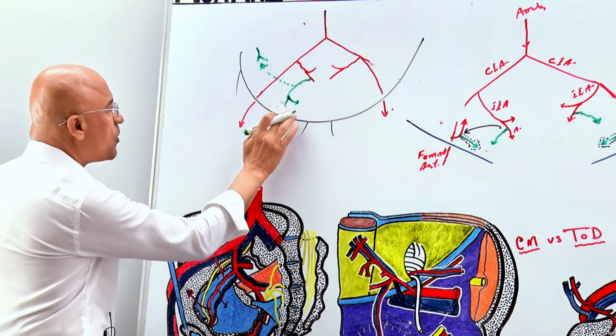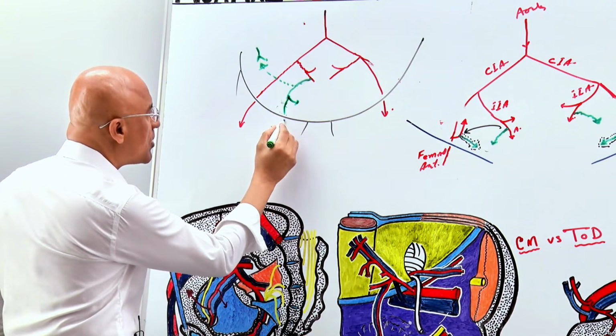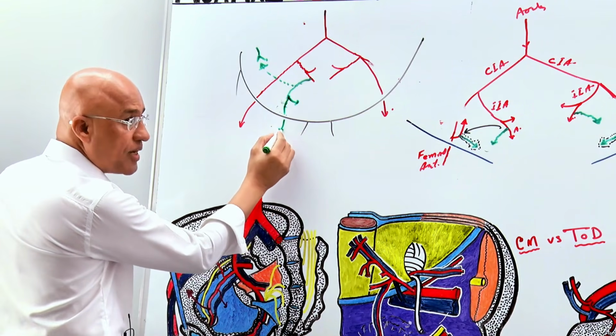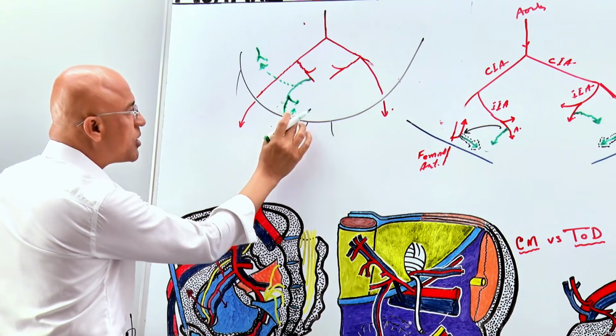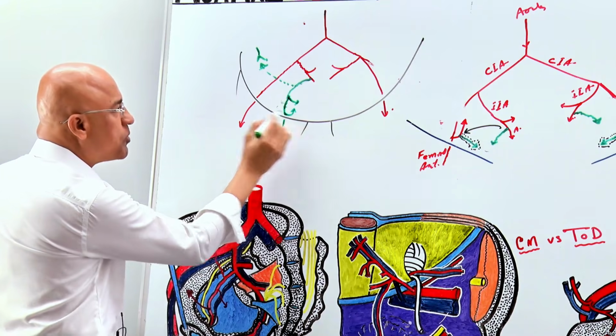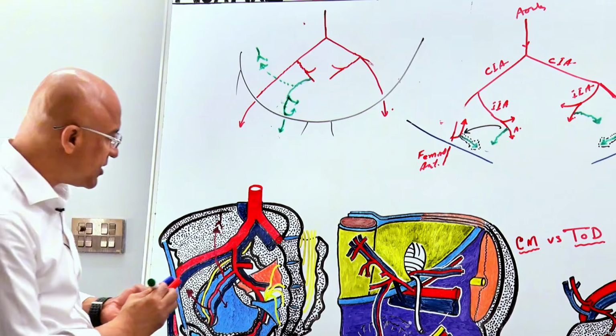Then before it moves out into the medial side of the thigh, it gives one branch which is going just behind the pubis, and this is called the pubic branch, right? Let me show that pubic branch in this diagram.